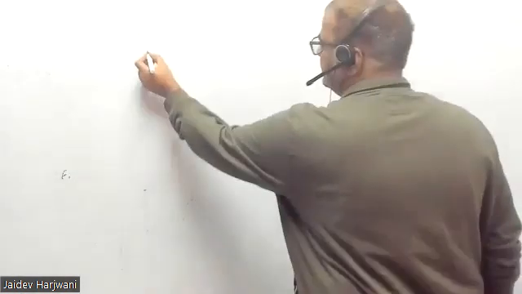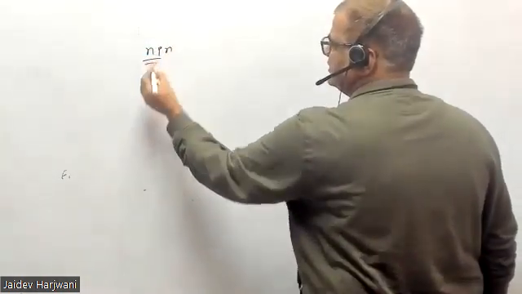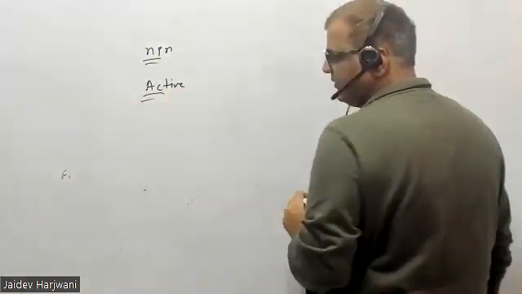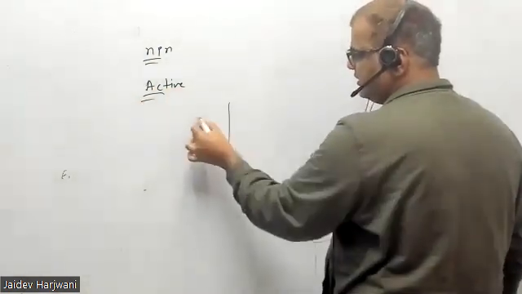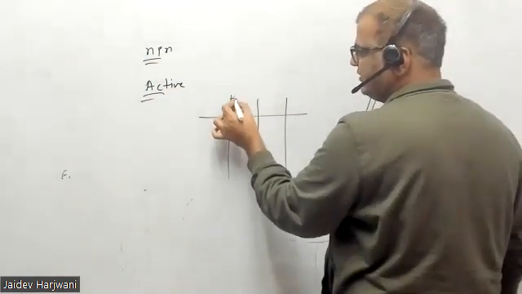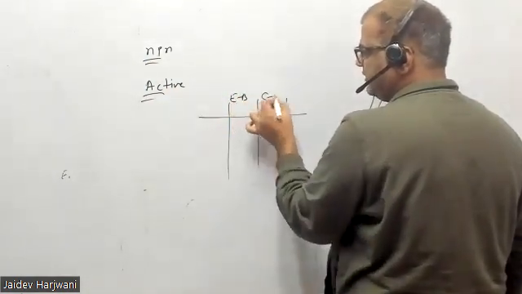Second question says to operate an NPN transistor in the active region, the emitter base and collector base junction respectively should be. Okay, you have an NPN transistor, and you want to operate it in the active region. For that, there can be four types of biasing. You have an emitter base junction and a collector base junction.